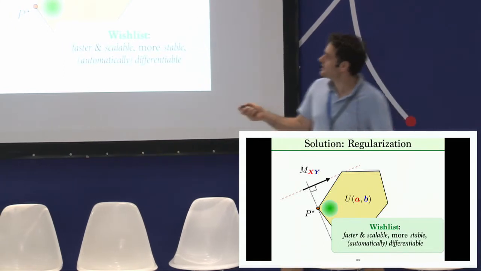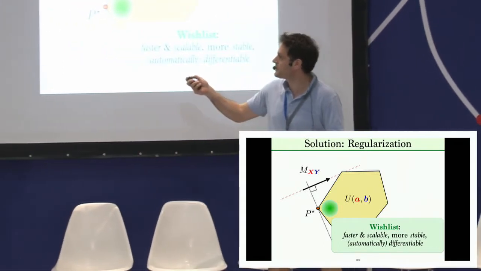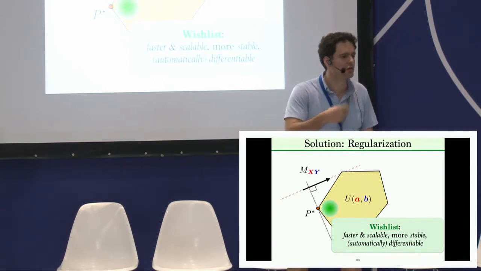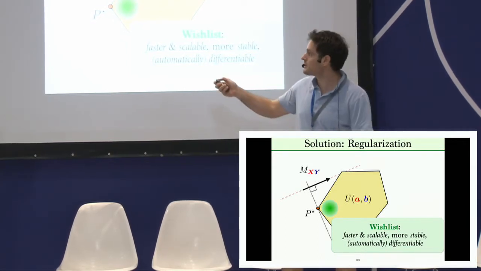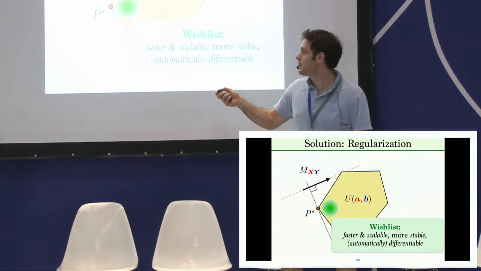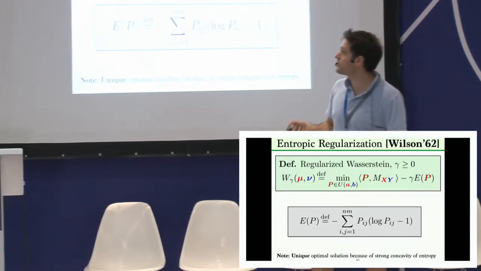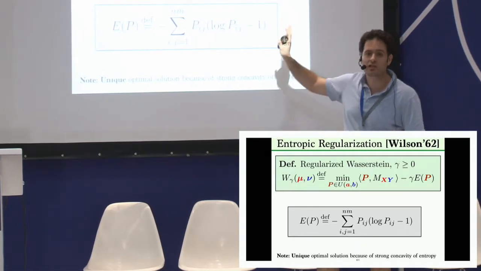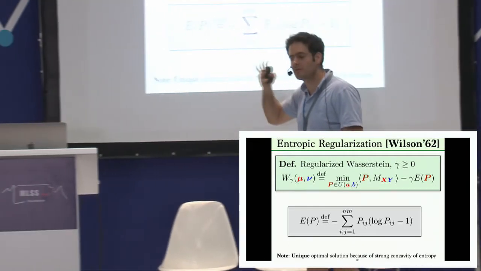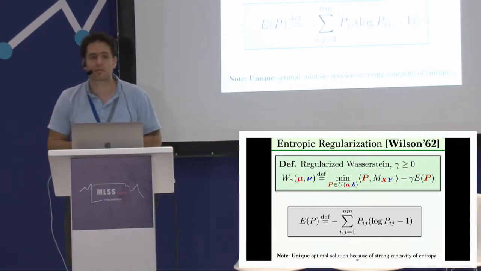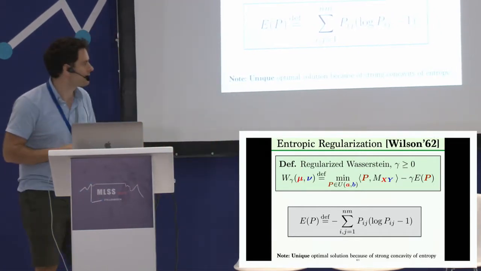What exactly was the problem with this P star? It's wiggling around, it's jumping around, it takes a lot of effort to get there. Can we get something that's faster to obtain, that is more stable and more robust? And one solution is basically regularization with one regularizer that is, in this case, convex. Okay, we want it to be strongly convex.